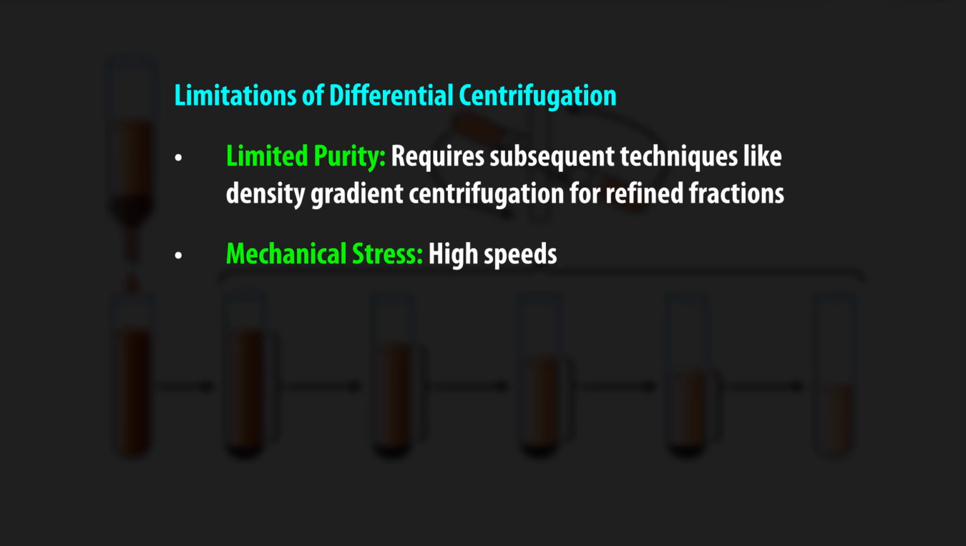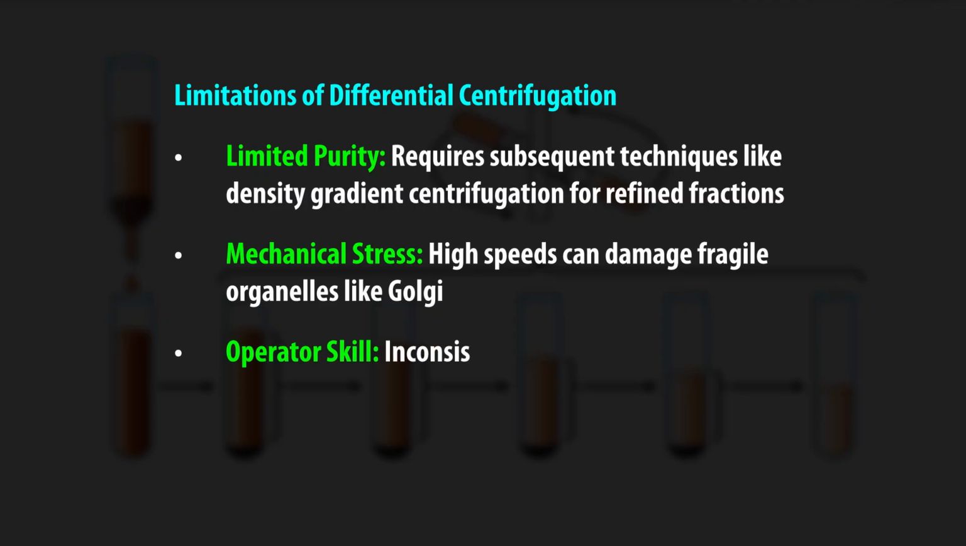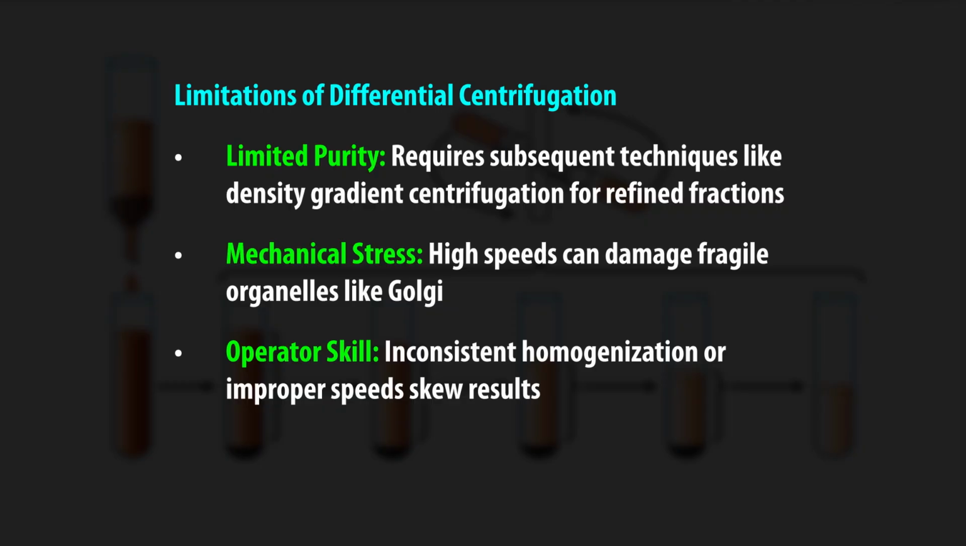Mechanical stress. High speeds can damage fragile organelles like Golgi. Operator skill. Inconsistent homogenization or improper speeds skew results. Contamination is a major challenge. For instance, microsomal fractions may include Golgi or plasma membrane vesicles.